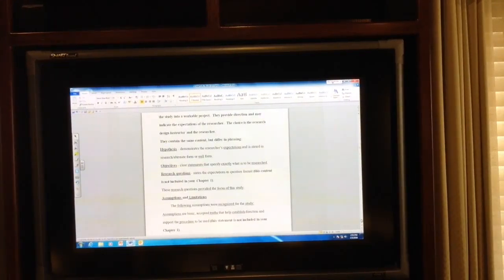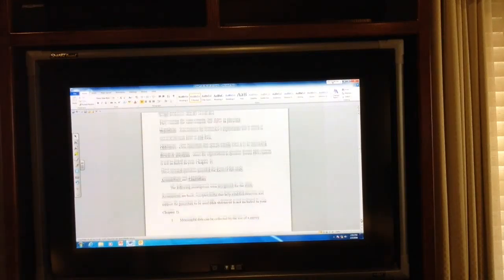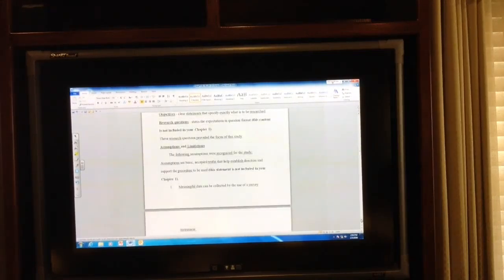Definition. Assumptions are basic, accepted truths that help establish direction and support the procedure to be used. The definition that I have just given to you is for your understanding of this part of your project. It is not going to be integrated into your final document. And so your notes that you have serve as a research model for you, but it does not go into your final document.